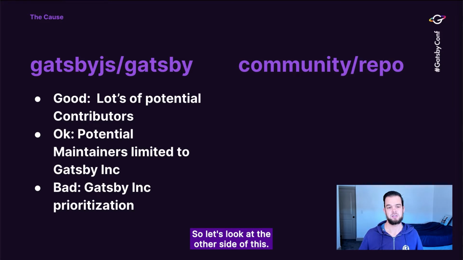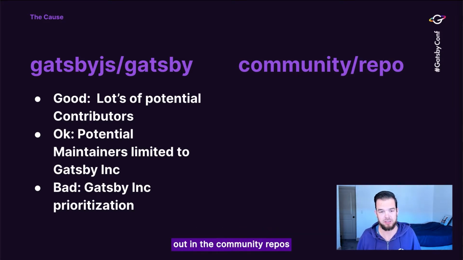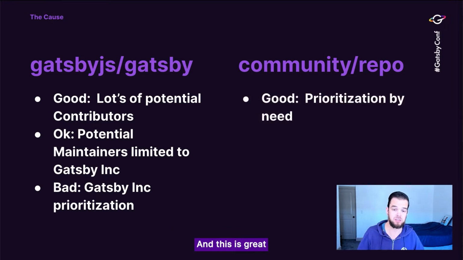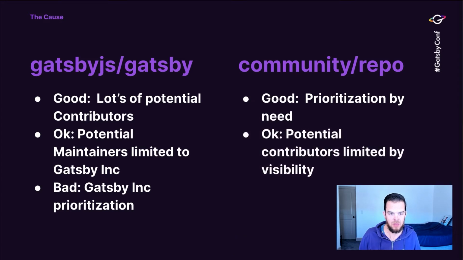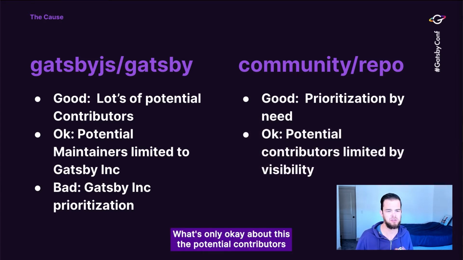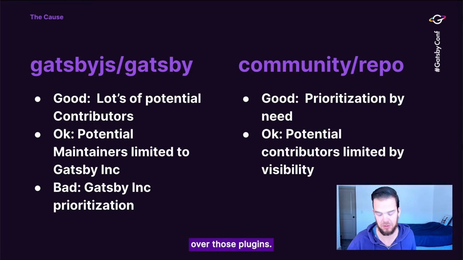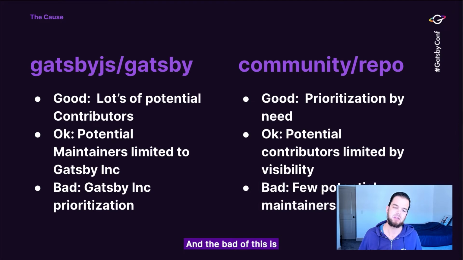So let's look at the other side of this. A lot of people build plugins out in the community repos because of the situation in the Gatsby mono repo. And this is great because now prioritization is driven by the need of the community, right? Community needs it, wants it, they can build it and do it. What's only okay about this is that potential contributors are limited by visibility, right? Especially if there's multiple plugins that do this one thing, then you're spreading potential contributors over those plugins. And the bad of this is there's really few potential maintainers.